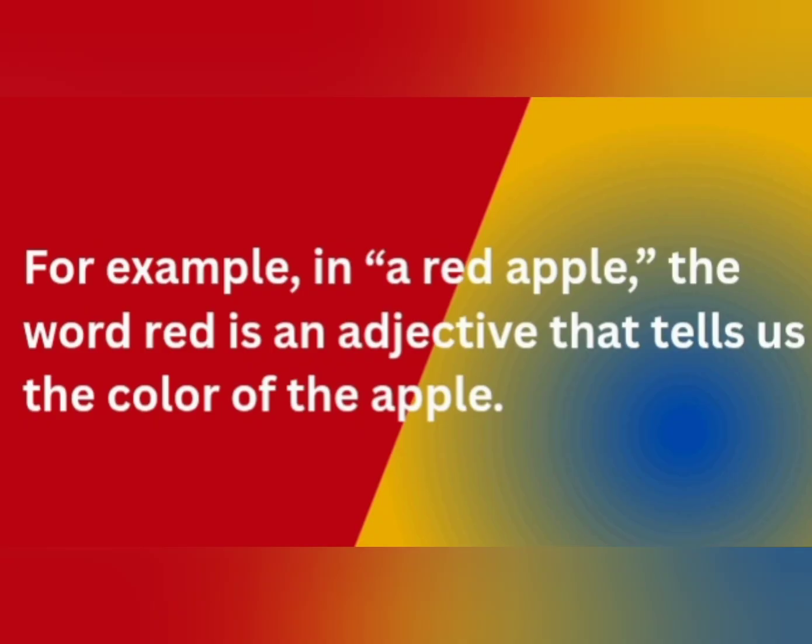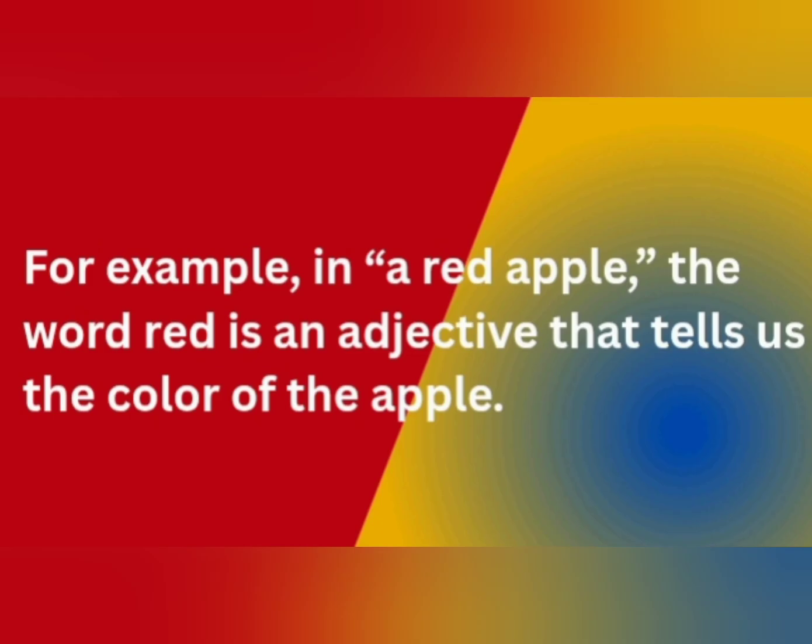For example, in a red apple, the word red is an adjective. Why? Because it tells us the color of the apple. If we ask a question to the noun, apple is the noun. How is the apple? The apple is red. So we are getting the answer red. That's why here red is an adjective.